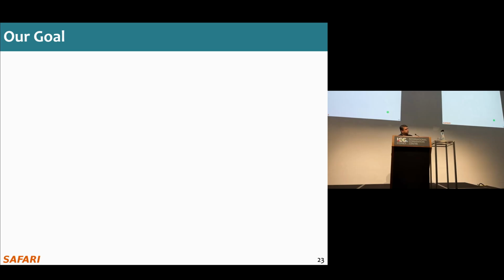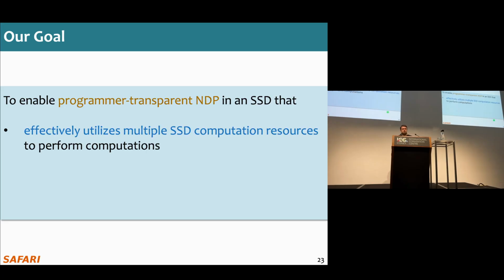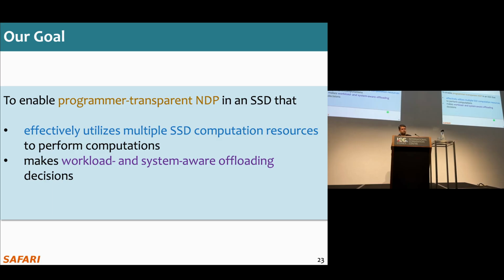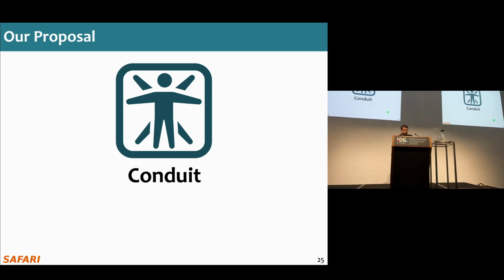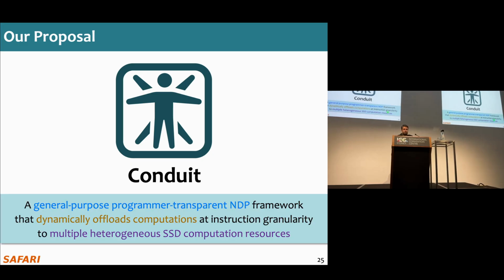So with this, what we set out to do is to enable a programmer transparent NDP in an SSD that effectively utilizes these multiple computation resources within the SSD. It makes offloading decisions that are both workload and system aware, and it improves performance and energy efficiency of a wide range of applications. To this end, we propose Conduit, a general purpose programmer transparent NDP framework that dynamically offloads computations at instruction granularity to multiple heterogeneous SSD computation resources.